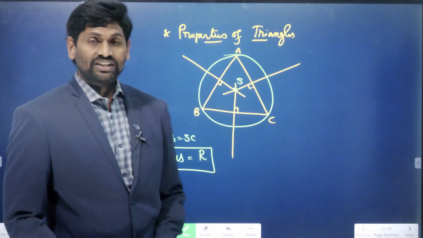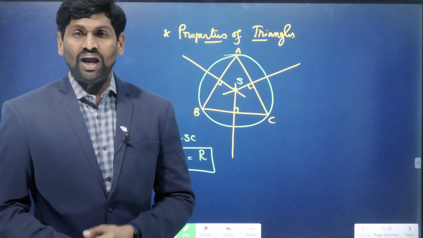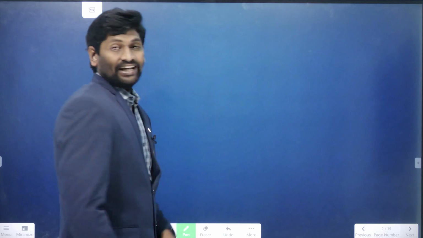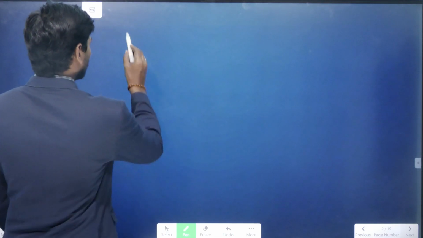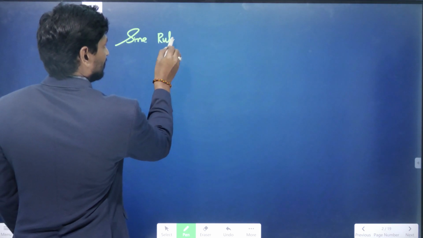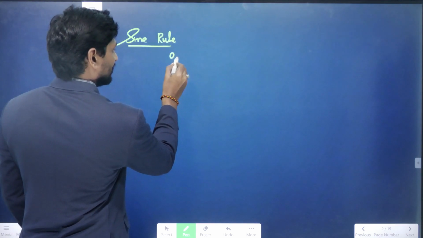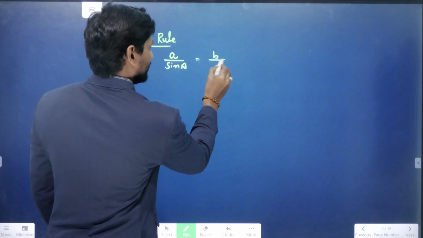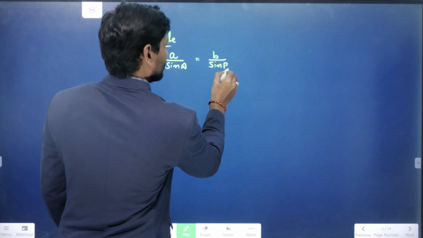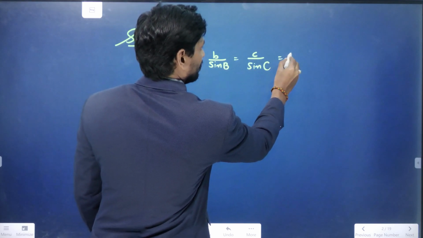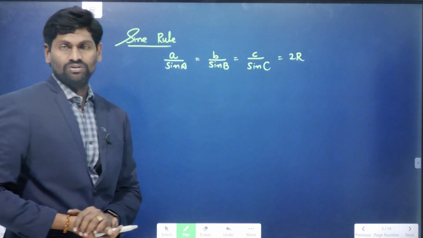Now we are going to discuss the sine rule, cosine rule and projection rule. You have to remember the sine rule and cosine rule. First, the sine rule. The sine rule is a by sine A equals b by sine B equals c by sine C equals 2R. This is the sine rule.